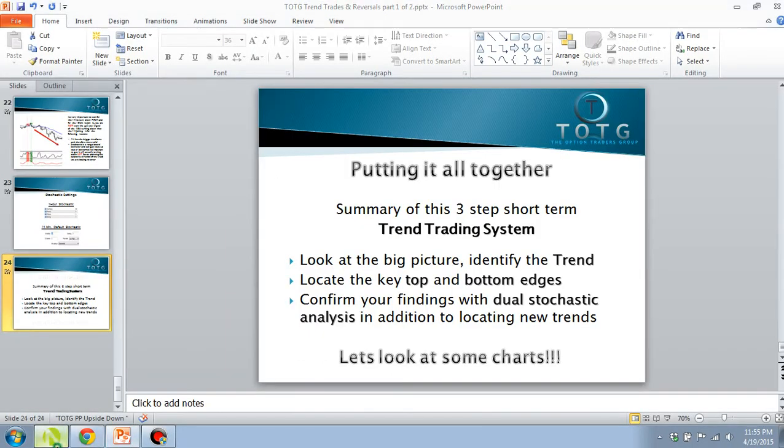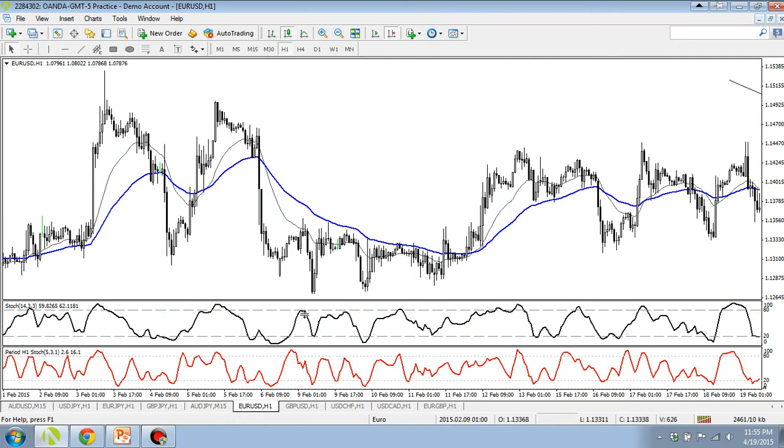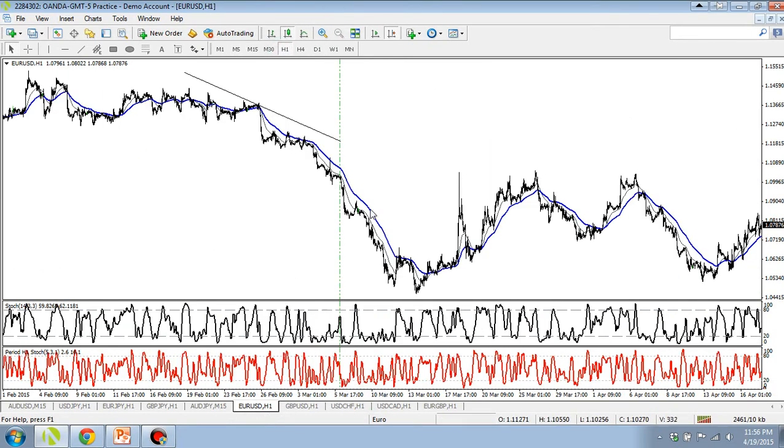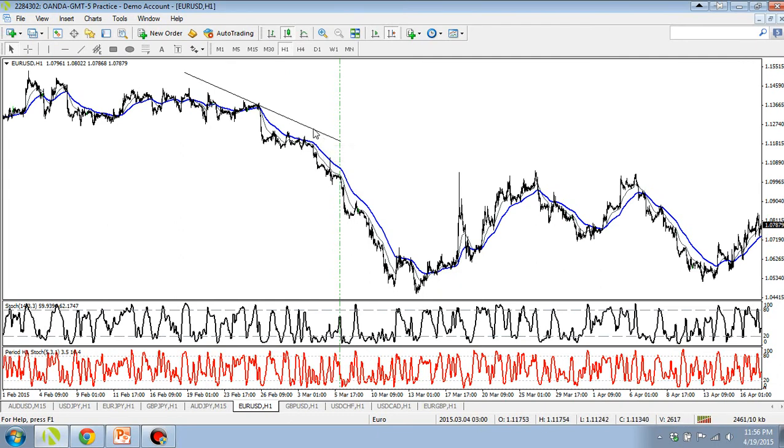And I wanted to get into drawing some lines as well. Okay, this was our example from earlier. Okay, now I'm going to take this stuff off here a second.